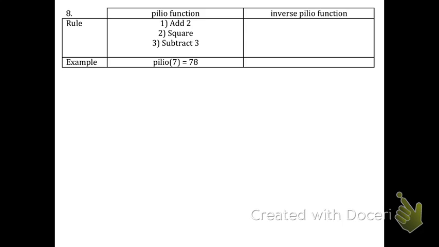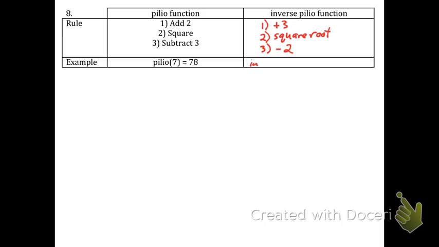Alright, for the inverse Pilio function, the step that I need to undo first is the subtract 3. Remember, we undo the last step first. So undo subtract 3 by adding 3. Next step, undo squaring something by taking the square root. And then the very last step, undo add 2 by subtracting 2.